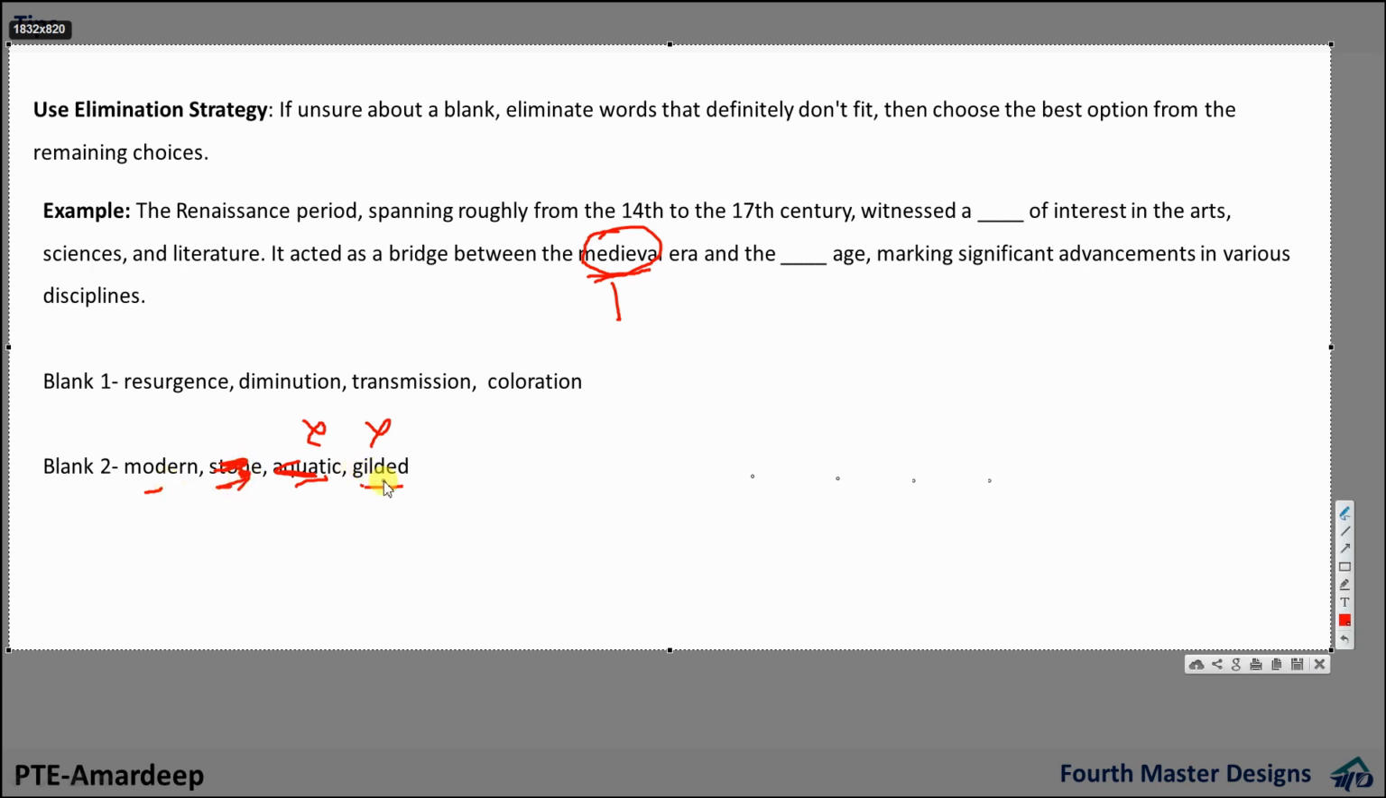I'm left with modern and gilded. If you don't know the gilded one, at least the probability is now much more than the earlier one. One out of four or one out of two. I will go for modern only. Why? At least I'm sure you are aware of this word. This is a prehistoric one, a time period. So they will be comparing the earlier time period with the modern one. You may not get the correct answer, but the eliminate approach will increase the probability of answering a particular word correctly.